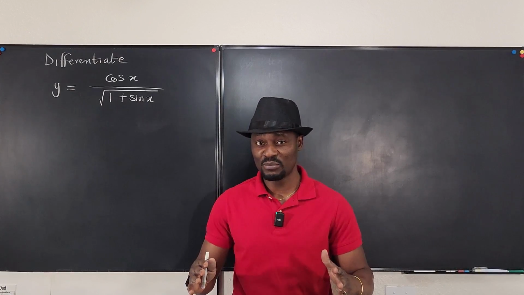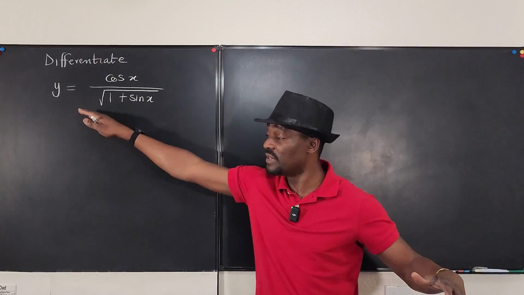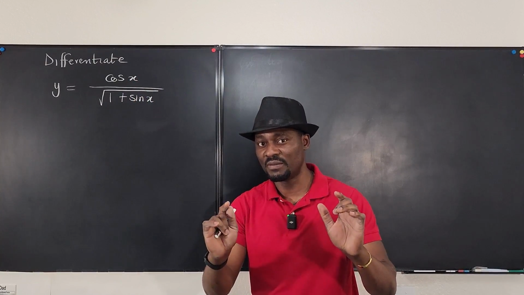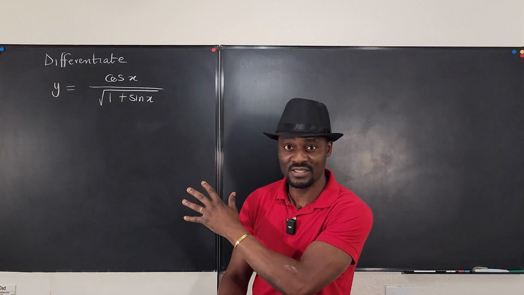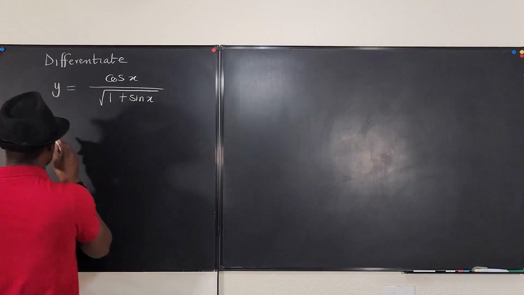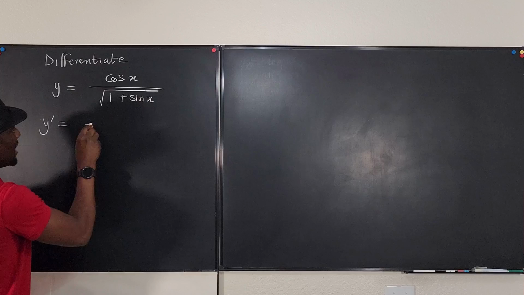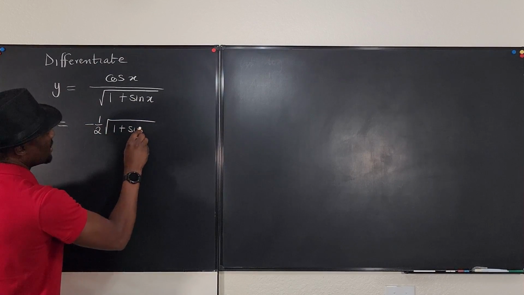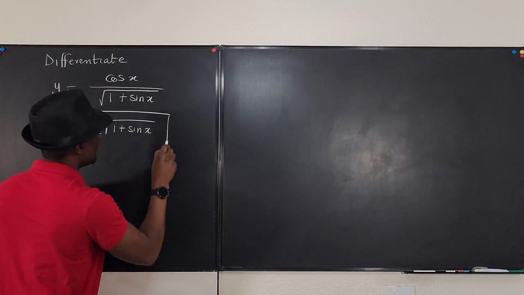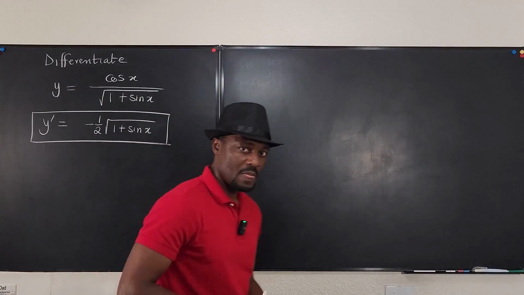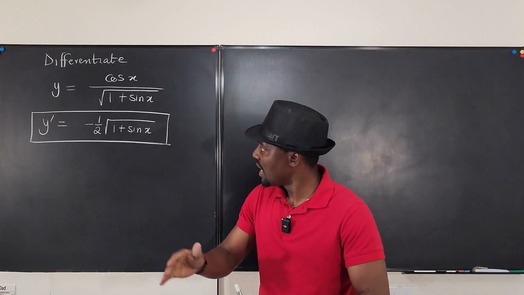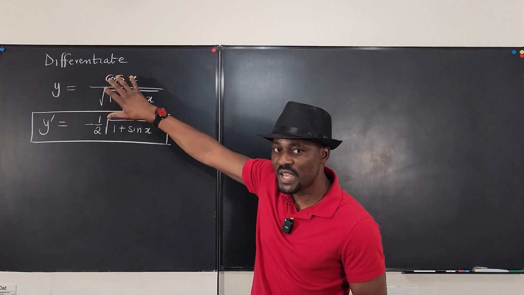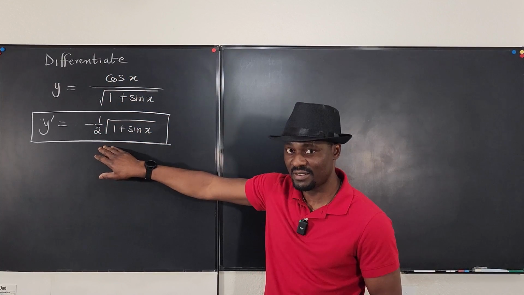This is a differentiation problem, and all we're going to do is take the derivative of this function using the quotient rule. And before I start, I'm going to tell you what the final answer is. The answer to this exercise is y prime is equal to negative 1/2 of the square root of 1 plus sine x. So this is the answer we're looking for. But that's not the focus. The focus is how to carefully work your way through the exercise and get this answer.